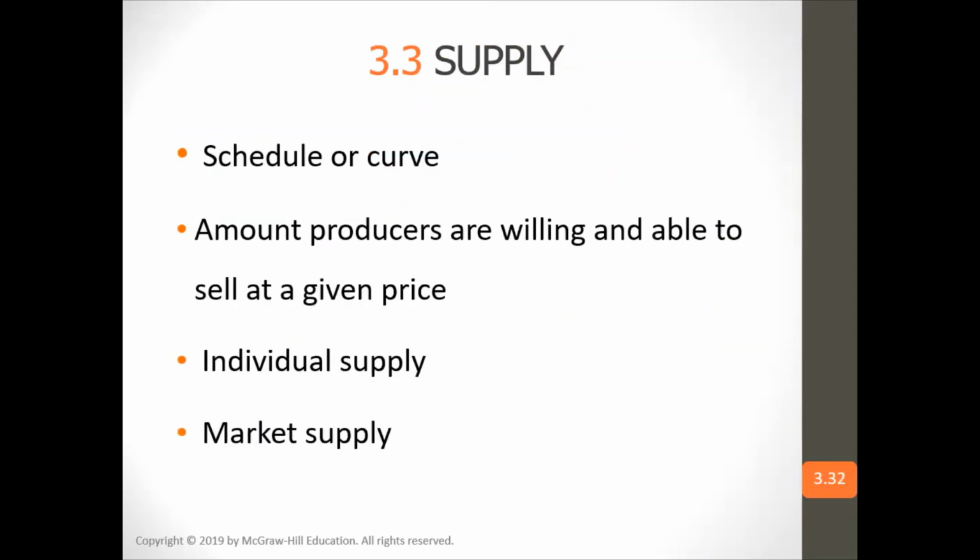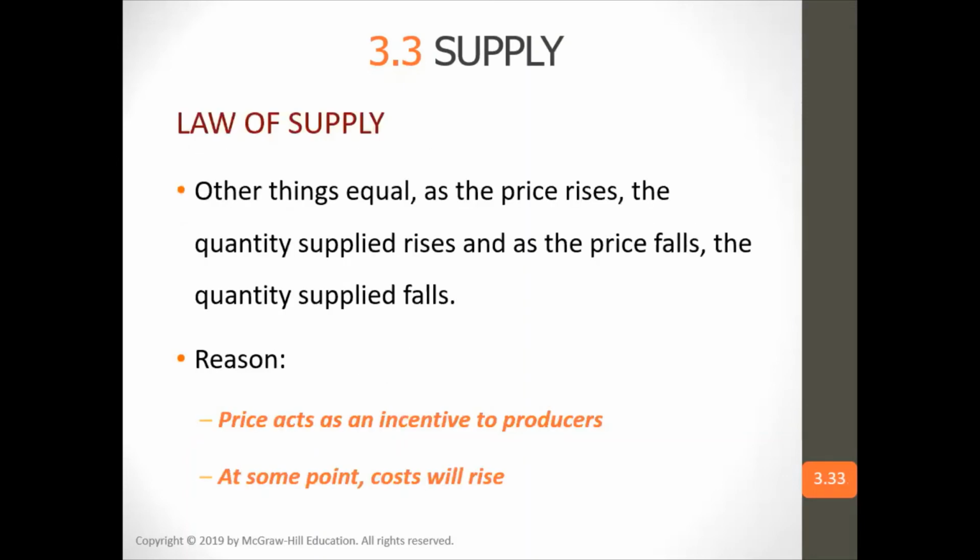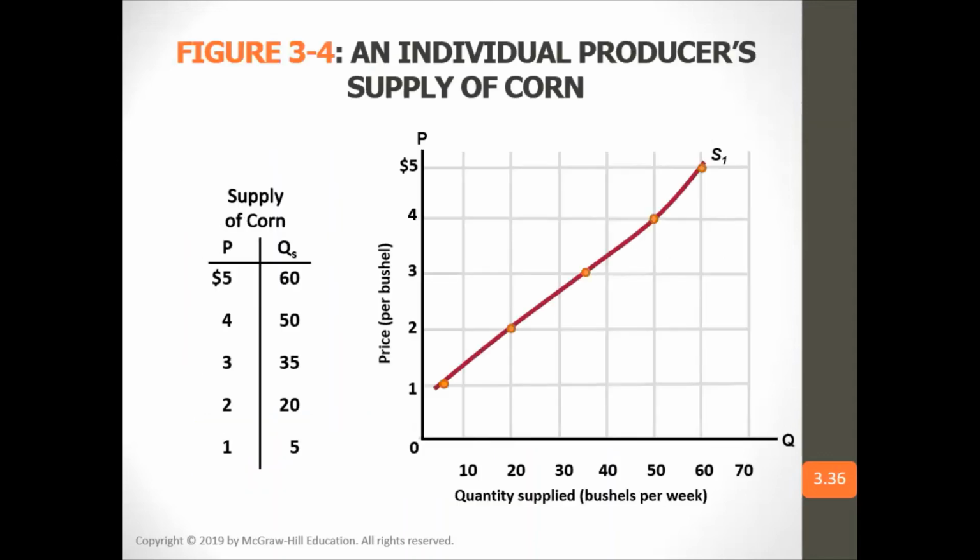Supply can be a schedule or curve: the amount producers are willing and able to sell at a given price, individual supply and market supply. So the law of supply: other things equal, as the price rises, the quantity supplied rises, and as the price falls, the quantity supplied falls. So price acts as an incentive to producers. At some point, costs will rise. So the company wants to supply more when the price rises because they'll make more money.